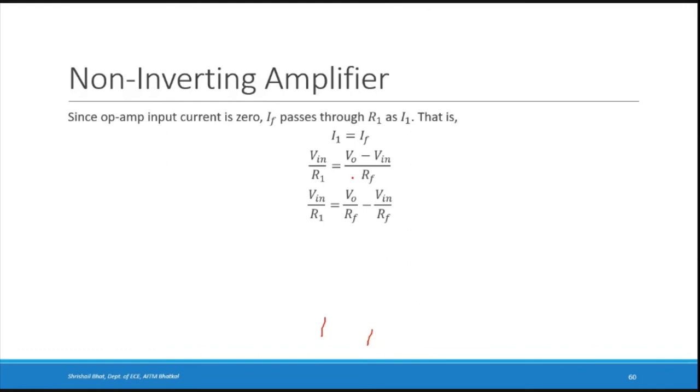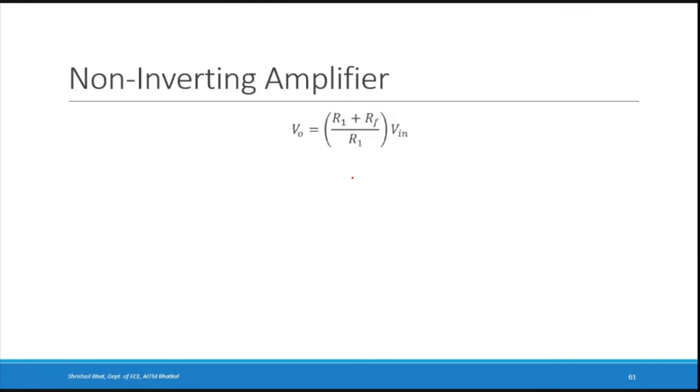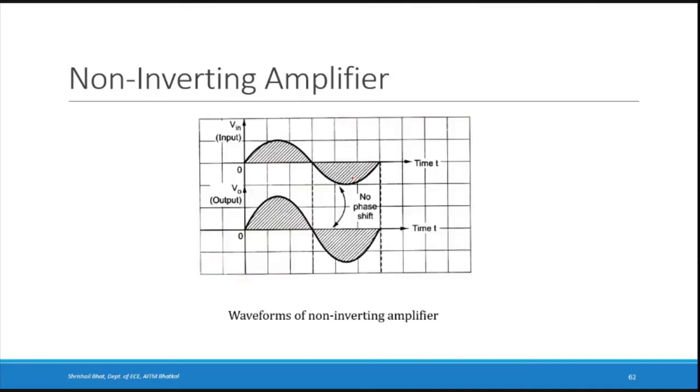So what is the difference between inverting and non-inverting amplifier? In the inverting amplifier, the output is inverted. Output and input have a phase difference of 180 degrees. Here in the non-inverting amplifier, output and input are in the same phase. That is, it is not inverted. And the gain of the inverting amplifier is minus RF by R1. Here the gain is 1 plus RF by R1. This is the waveform. If this is the input, the output is the amplified version of the input, but it is not inverted. It is in the same phase, just the amplitude is increased. This is an example waveform of a non-inverting amplifier.